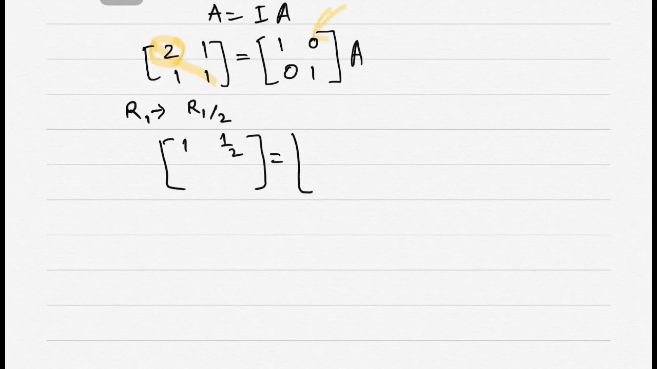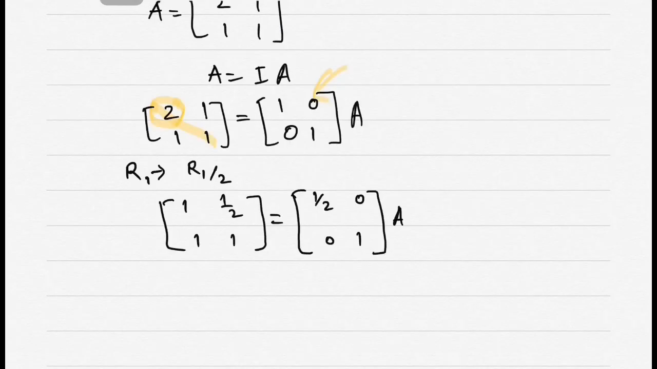Same operation we will apply on the right side: 1 by 2, 0 by 2 is 0. Now we have not done any change in row 2. So row 2 will be the same, [1 1; 0 1] into A. Now our next step will be to make all the elements below this element 0 on the left-hand side. So for making the element below this element 0, we can write R2 as R2 minus R1.